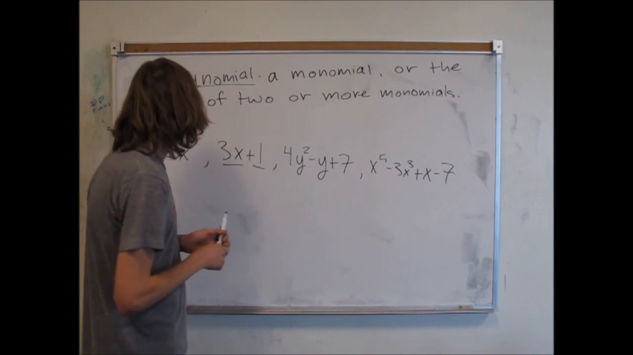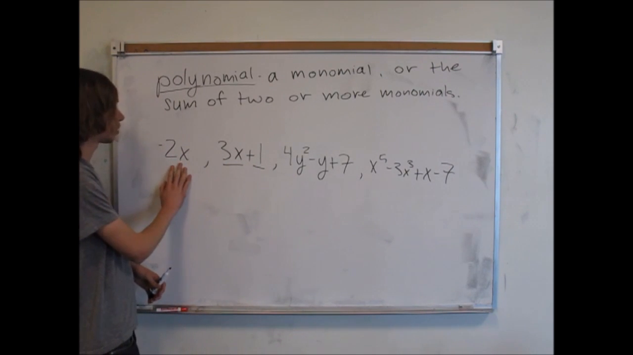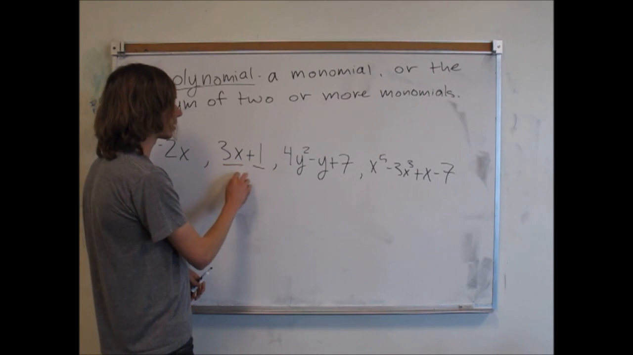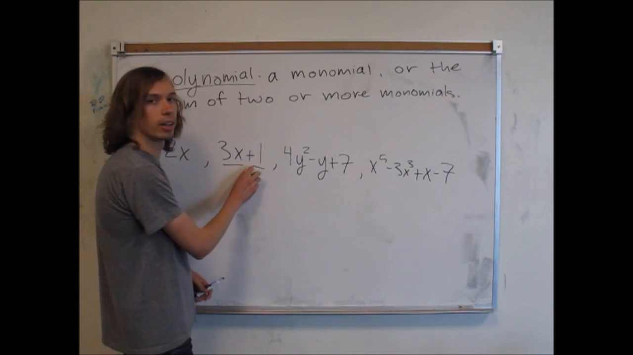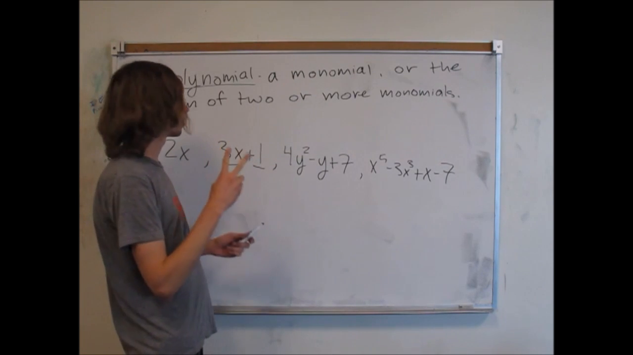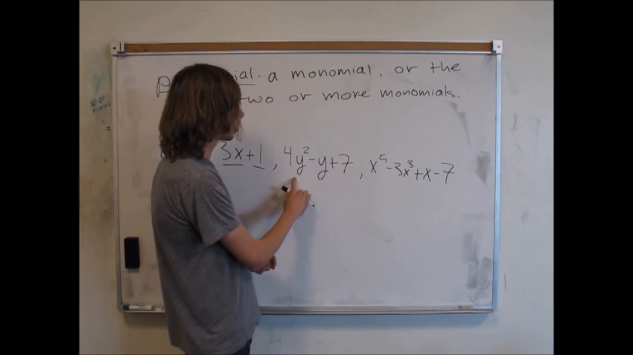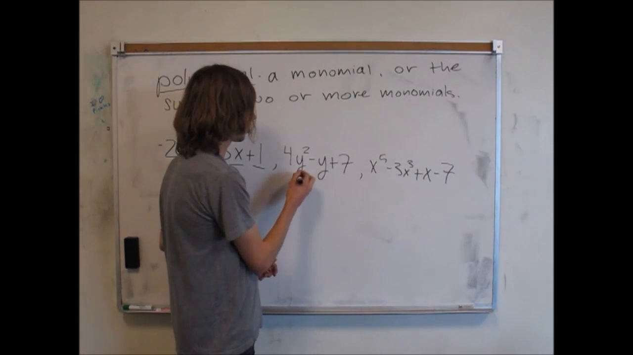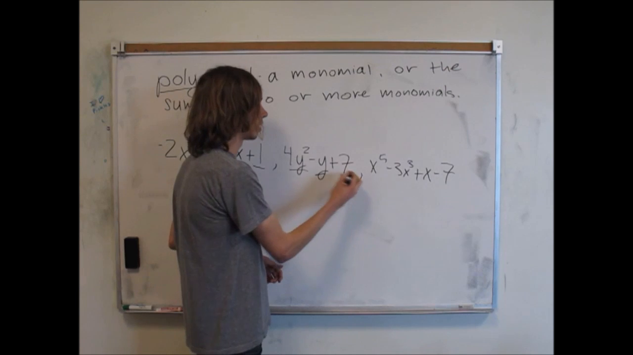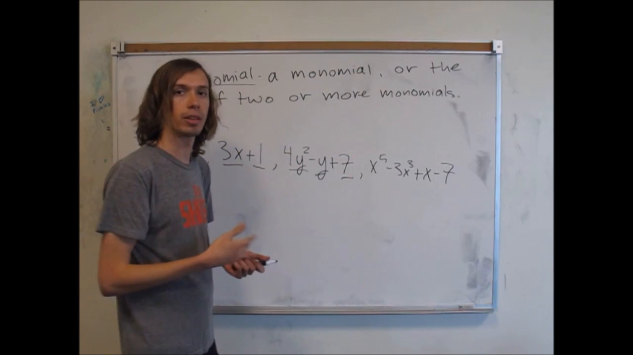So now that I've said that, remember this one is just a monomial, which is also a polynomial. This one here, we have a 3x and a 1, and they're being added, right? This is two monomials, and that means that this polynomial has two terms. Over here, we've got this 4y squared minus this y plus this 7. So this is a polynomial with 3 terms.